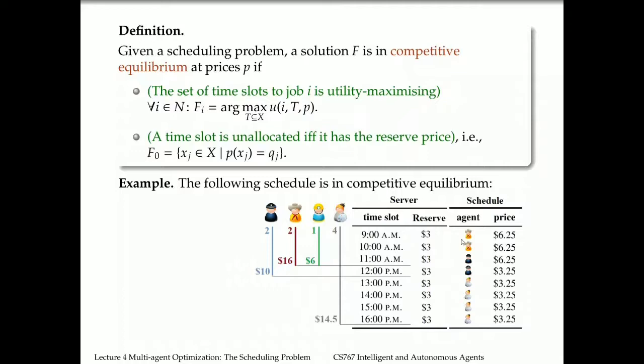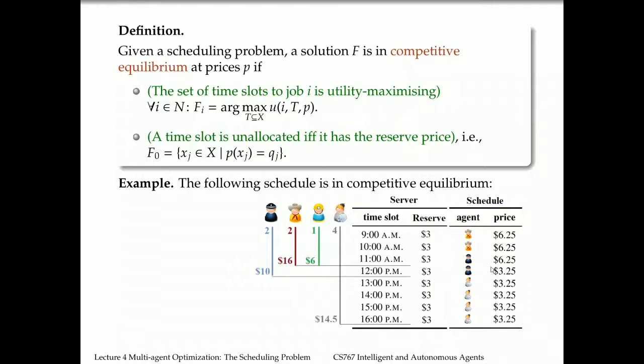Of course, this is a bit hard to check. You have to look at all of the agents and all the alternative possible bundles. But soon you realize that everybody has received their best option. Notice that even though the third guy did not get any time slot and did not finish the job, it doesn't mean that the third guy is not happy, right?